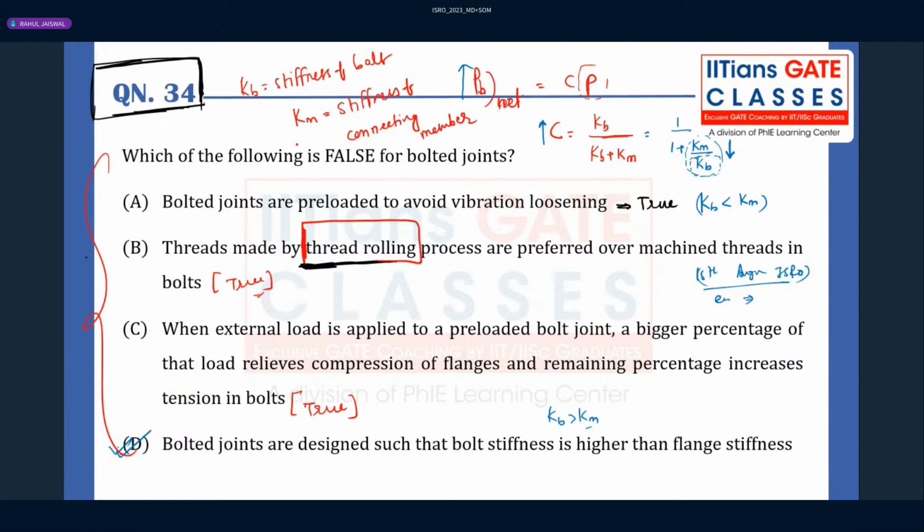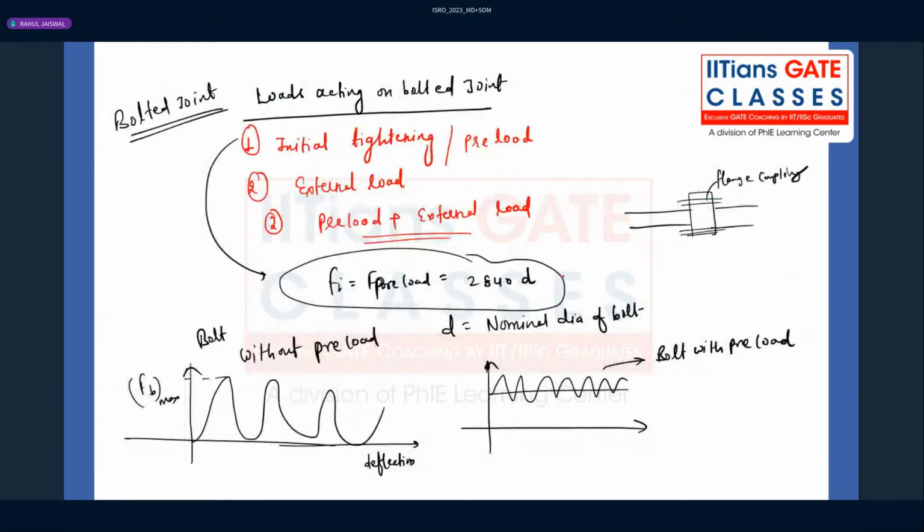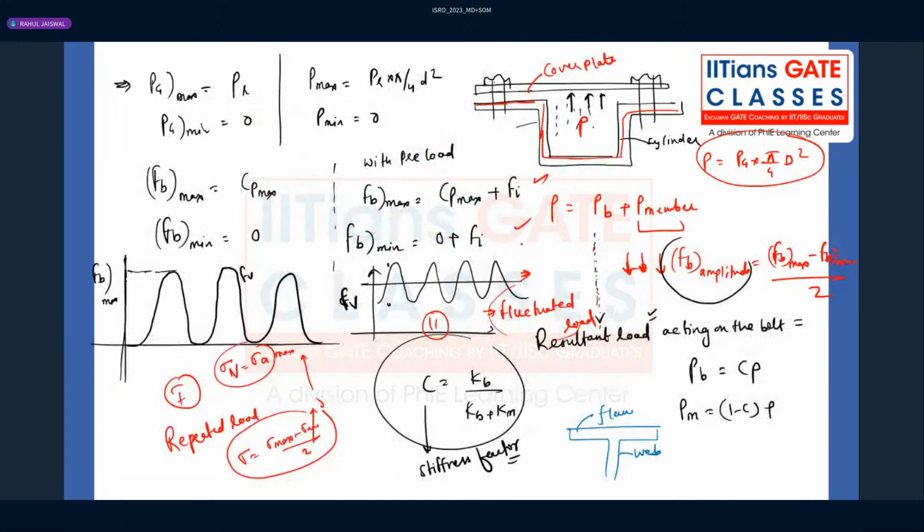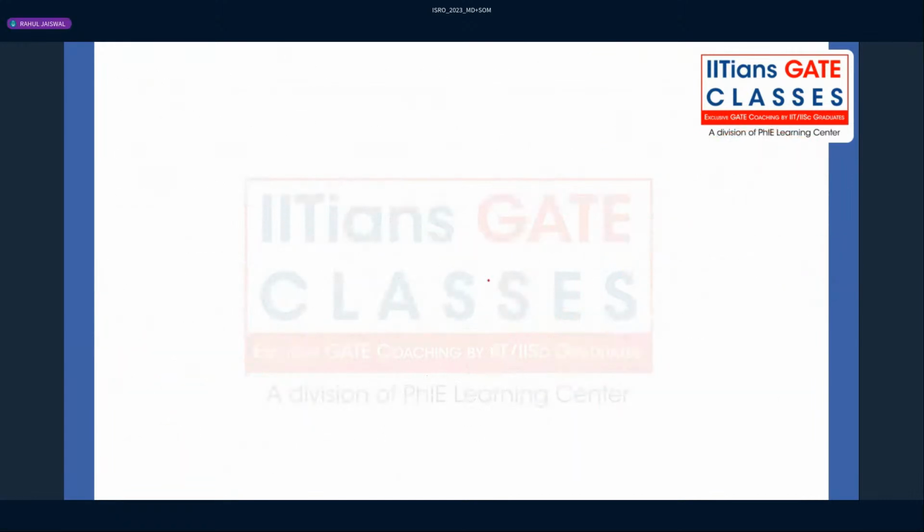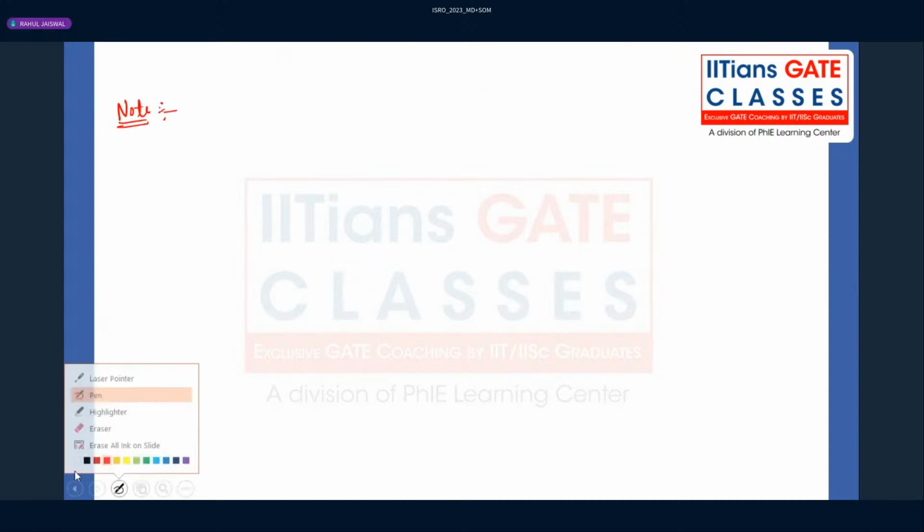Bolted joints are always designed based on the static load, not on the dynamic load, right? So you can keep that as a note point somewhere. Note down here. The reason I told you is that whatever the amplitudes of the loads are, that amplitude value becomes lesser and lesser because of the preloading.